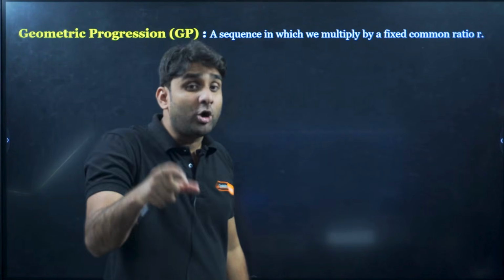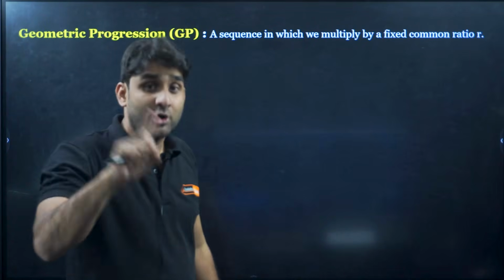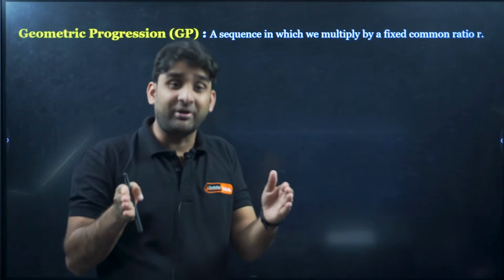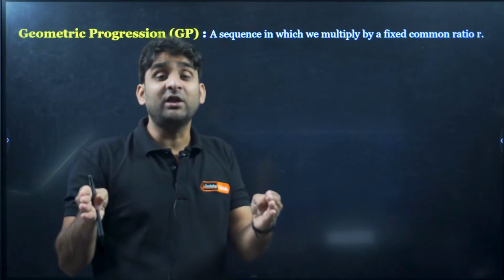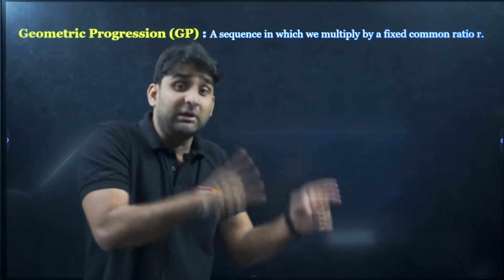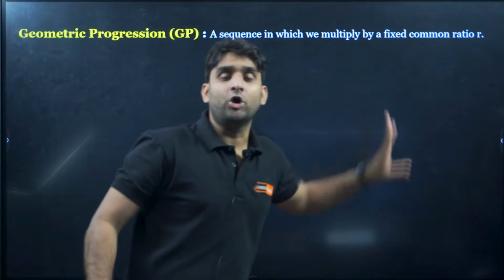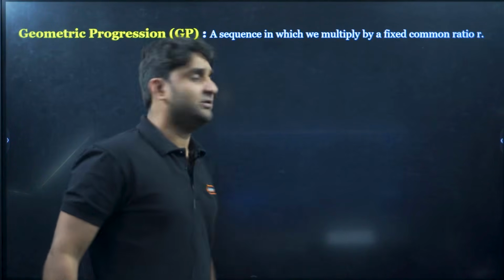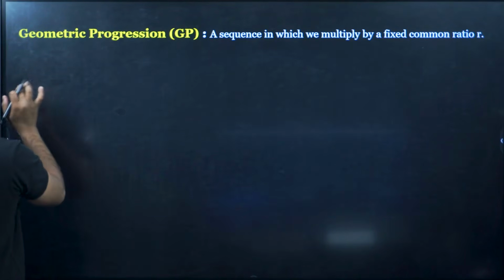So what will be common between each pair? Ratio, not difference. Difference means subtraction. And when will we be subtracting? When the numbers are increasing in additive form. But if the numbers are increasing in multiplicative form, it means that the common ratio term will exist, right? So let me give you an example.